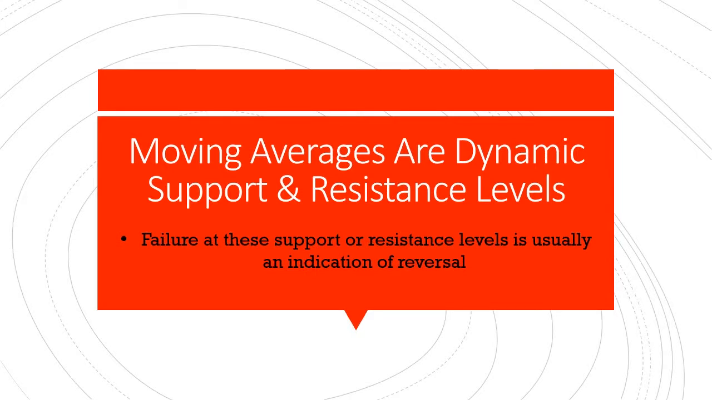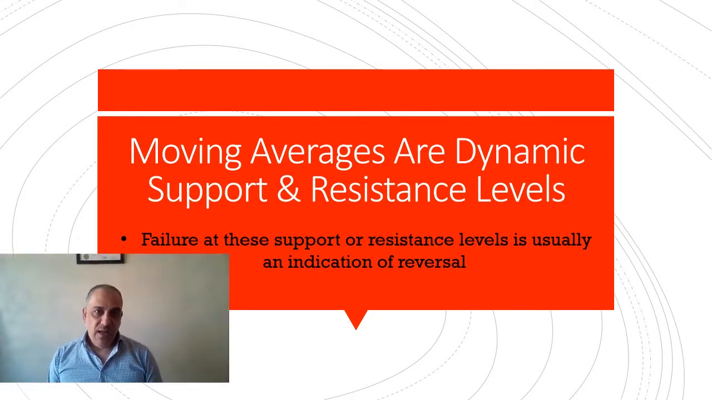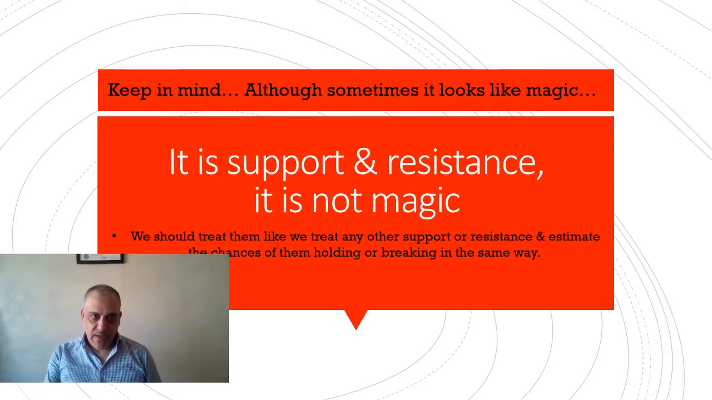To me, failure at these support or resistance levels is usually an indication of reversal. What do I mean by that? If the price was already above the moving average and it started falling, then if it finds support at this moving average, that could be a very good time to get in on the long side of the market. Of course, that will be explained further during this presentation.